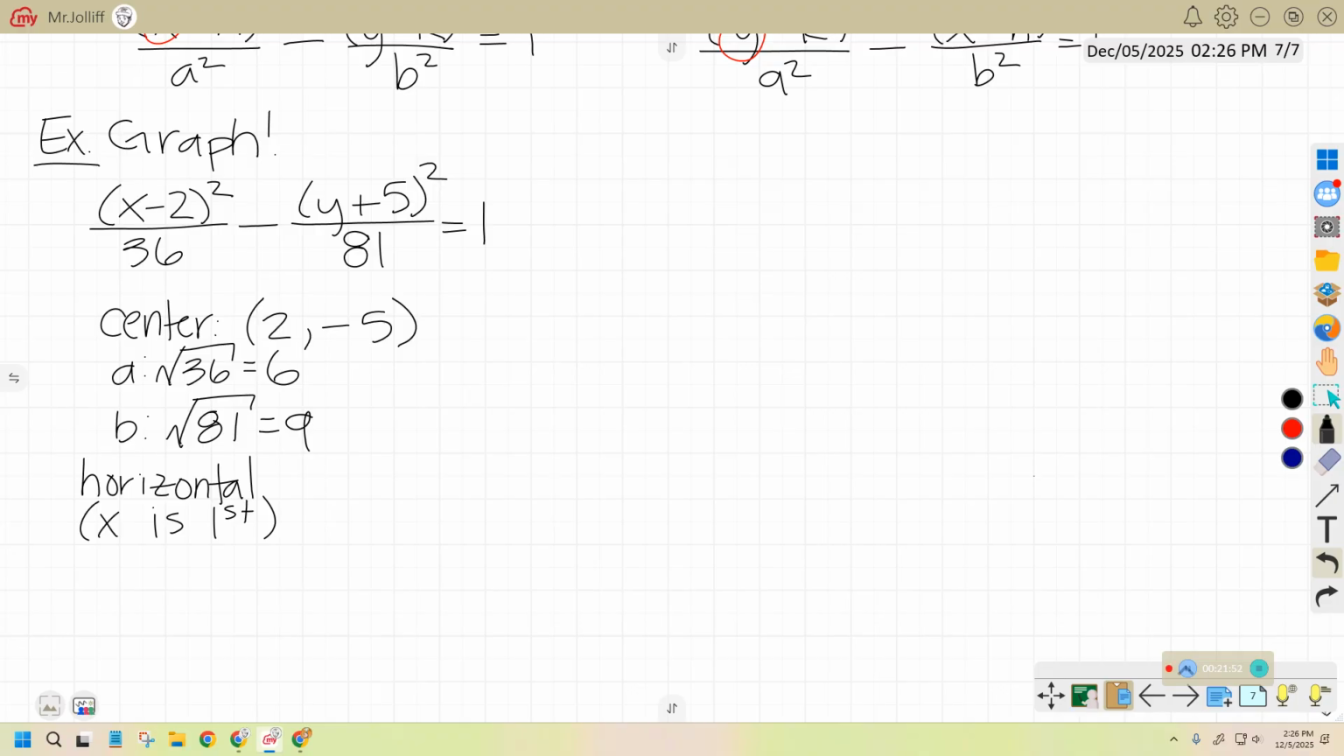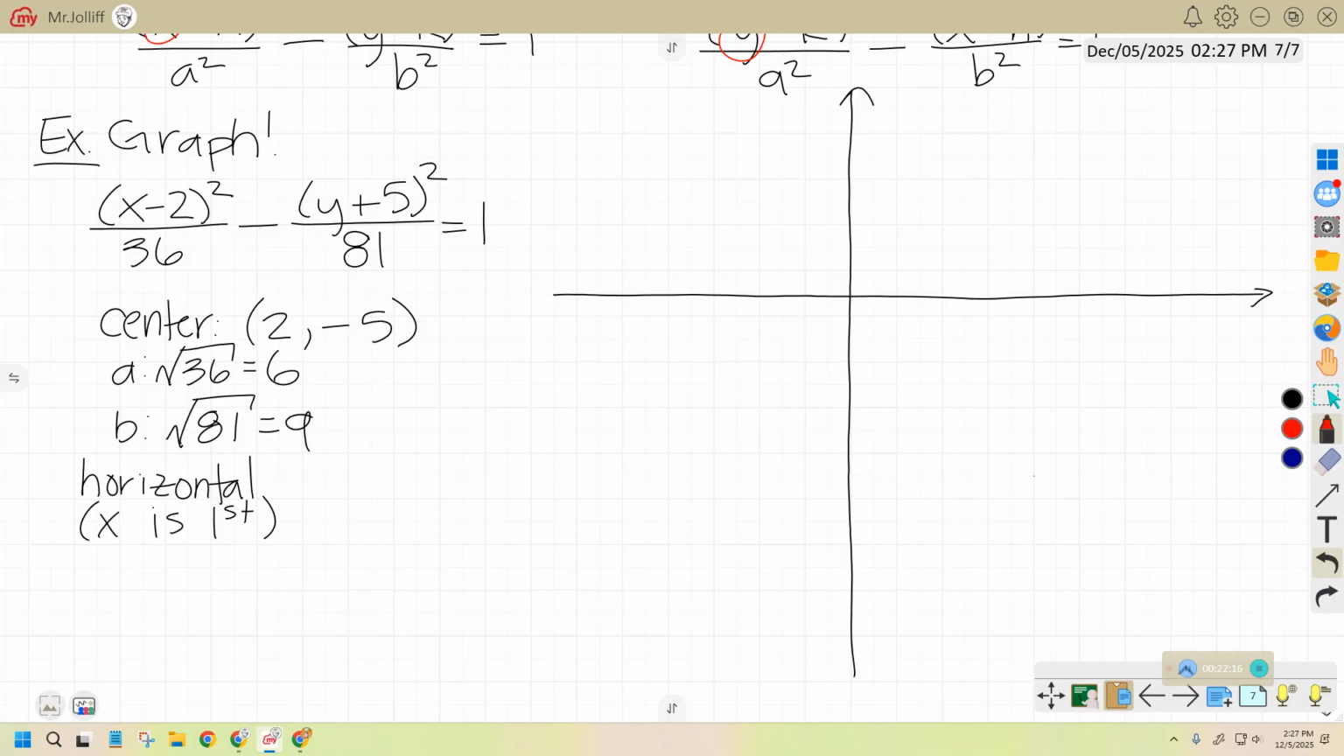So we need to graph. Let's get a coordinate plane running here. So I'm going to draw the center first because A and B are measured from the center. Where is my center? 2, -5. So over 2, down 1, 2, 3, 4, 5. There is my center. I'm marking it in red because my center is not actually on the curve. It's just a guide point.